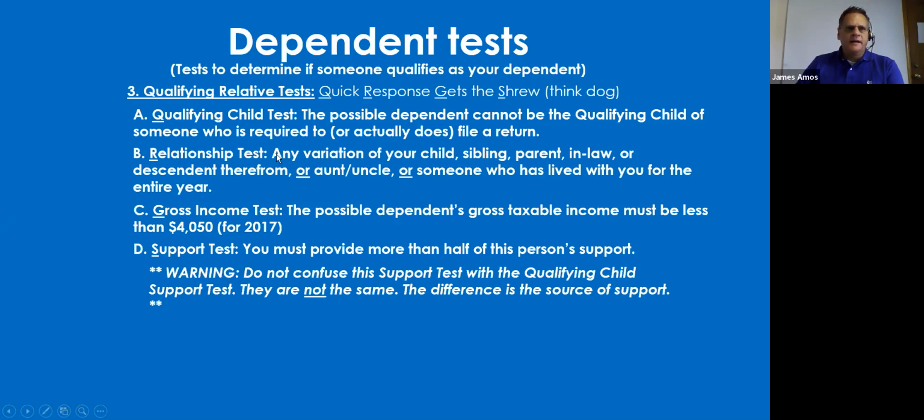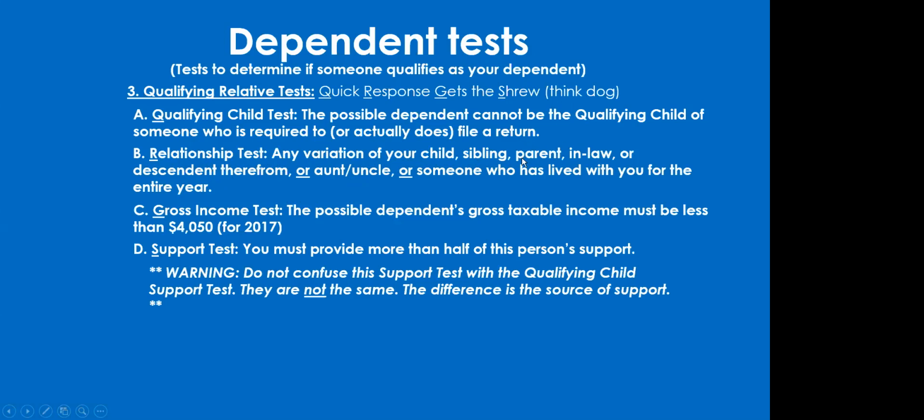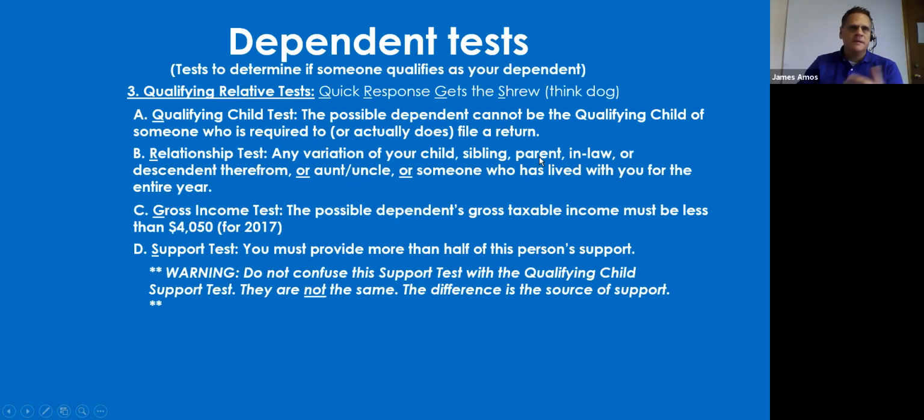Well, this is building on that. It's the same definition with other people added in. So let's walk through this. It's still any variation of your child or sibling, and jumping forward to the second line, you'll see or descendant therefrom. So somebody who might actually be your child, but for some reason could not qualify under the qualifying child test, still might qualify under this. But there are additional people that might qualify. Who are they? Well, your parent. You can claim a parent on your tax return if they meet all the requirements. Or an in-law. Let me back up to parent. What does that include? That includes your mom or your dad. That would include, if you're married, your mother-in-law or father-in-law.